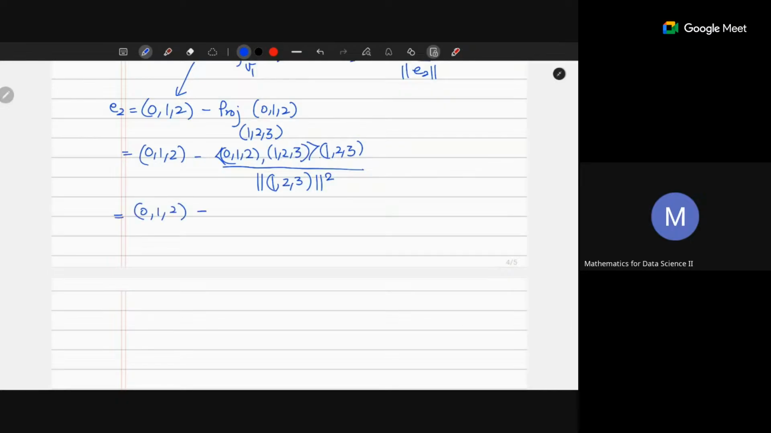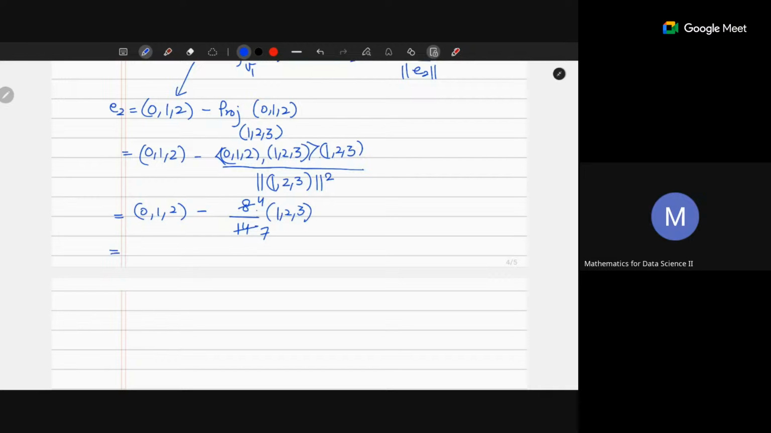Now, what is this inner product? It is the dot product only because we are working with R3. So, what is this dot product? Can anyone tell me? 8. Right. 2 plus 6, so it is 8, divided by the norm, which is 14, for 1, 2, 3. So it is going to be 4 by 7.